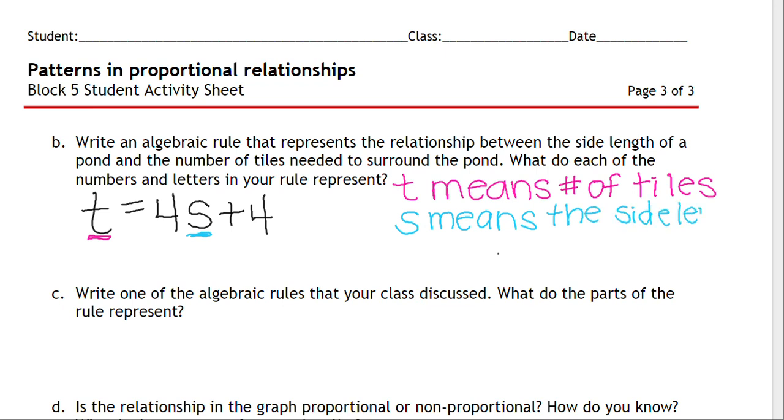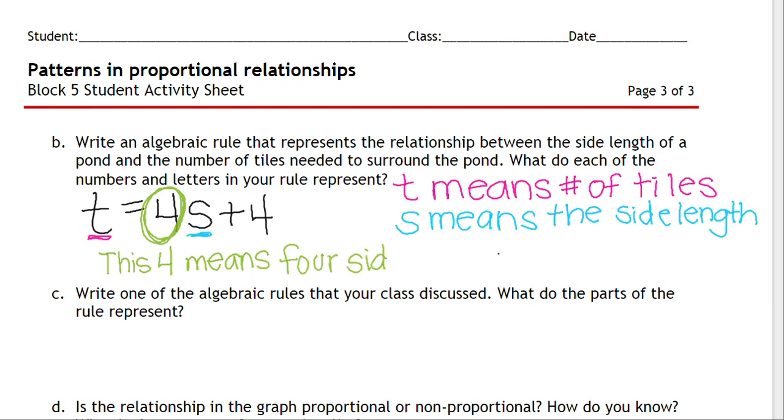But now they also want us to identify, what do these 4s mean? So let's take a look at this first 4. We're doing 4 multiplied by our side length. And the reason that we did 4 multiplied by our side length is because this 4 means there are 4 sides to the square. So we need to add up all 4 sides, not just one side.